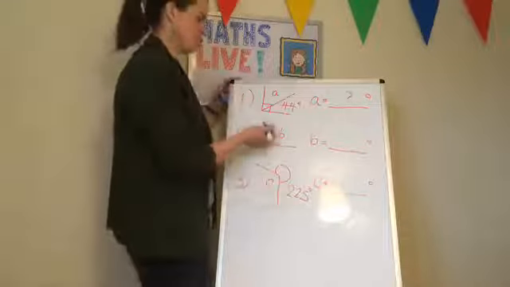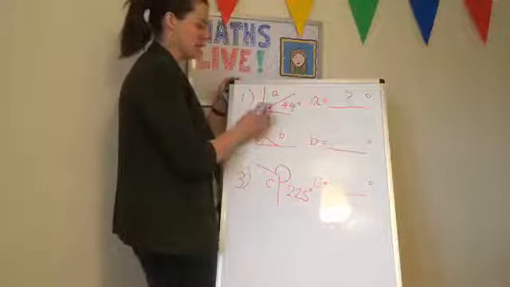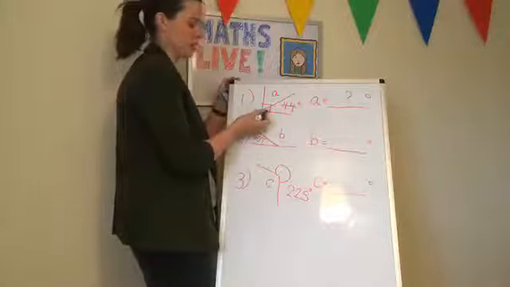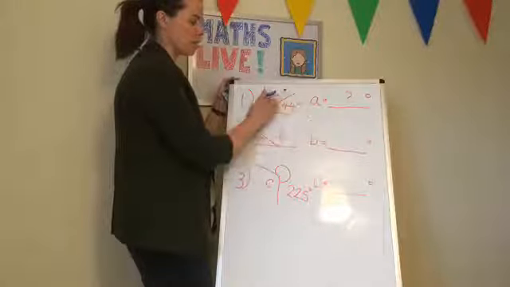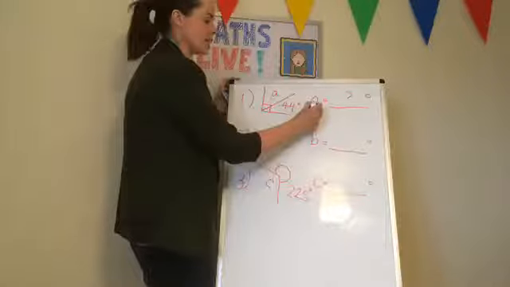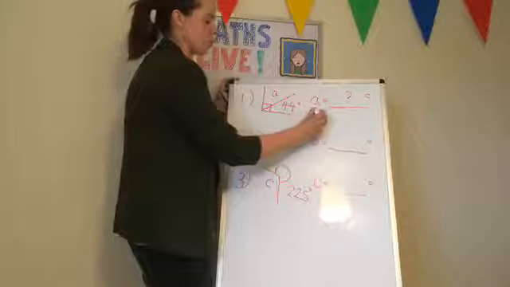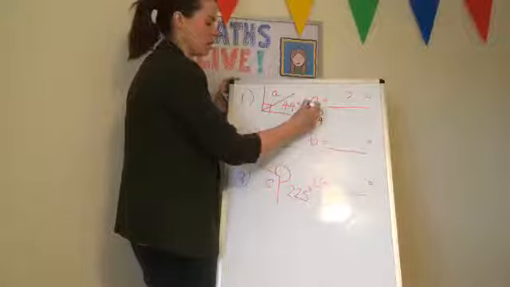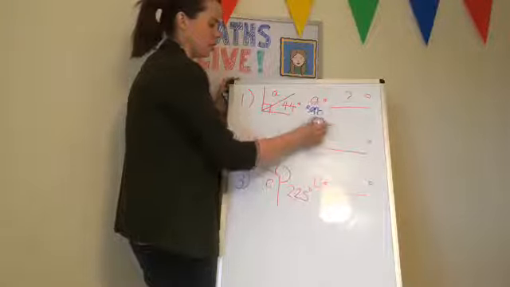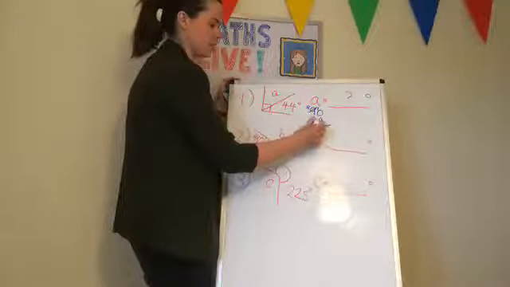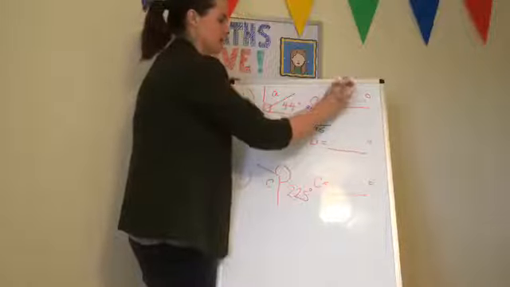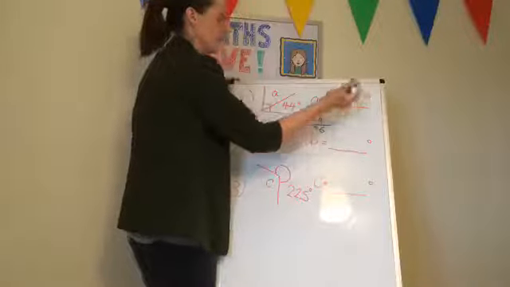So, with this one, we know this is 90, we've been told this is 90 because the square is there. So to work out what the missing angle is, we do 90, take away 44. So that's 46 degrees.